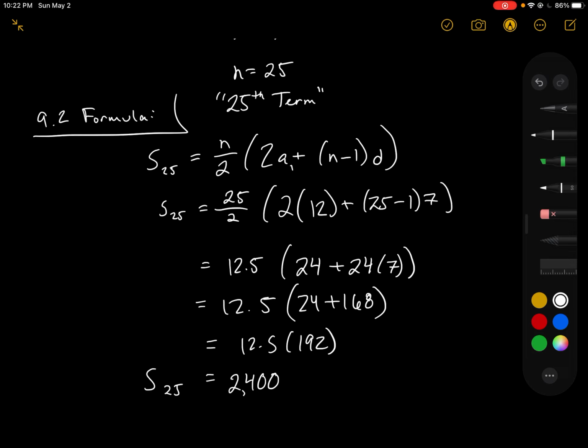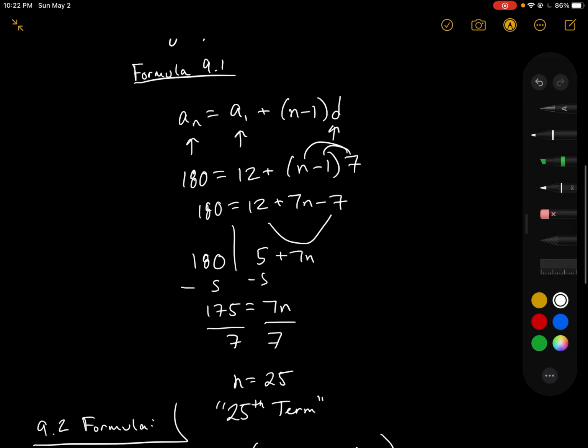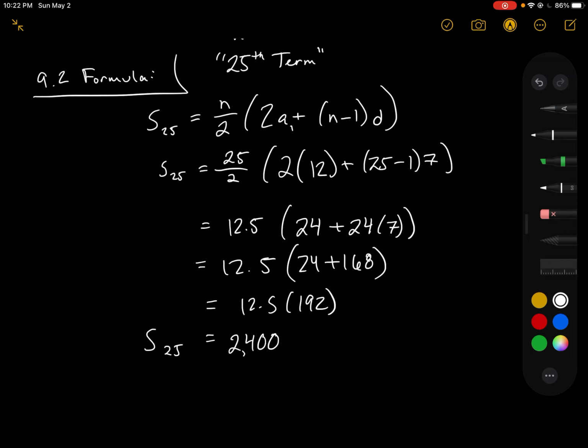Basically just working through PEMDAS here to finish up, to get that final answer of 2,400. So the sum from our first term all the way to that last term is 2,400. So a heck of a lot better than punching those into your calculator, and also a whole lot more accurate, because instead of guessing or accidentally punching in the wrong number, we know that when we do this here, this is it. This is the formula that works.